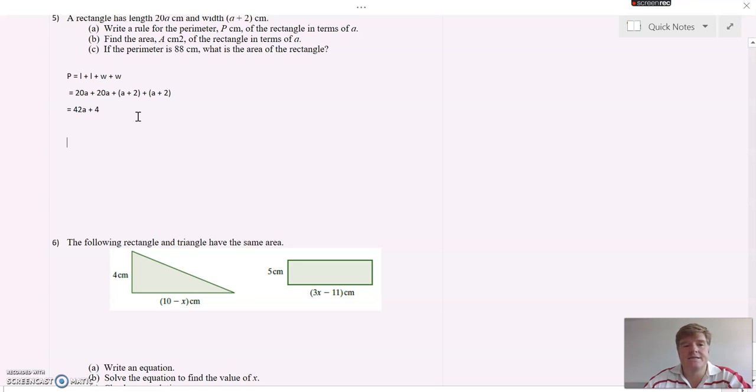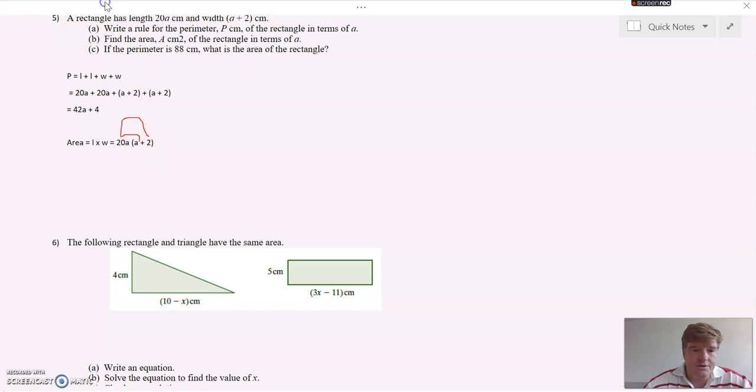Now it says find the area of the rectangle in terms of a. So area equals length times width. In this case, that's going to equal, the length is 20a times a plus 2. Now we've got to expand that. When we expand brackets, remember we say it's 20a times a and 20a times positive 2.